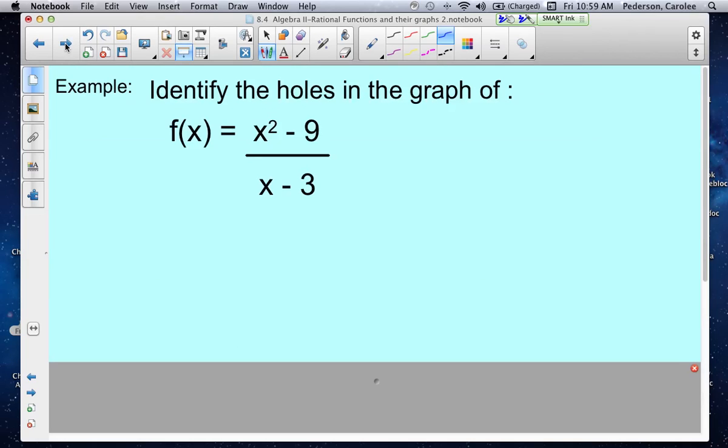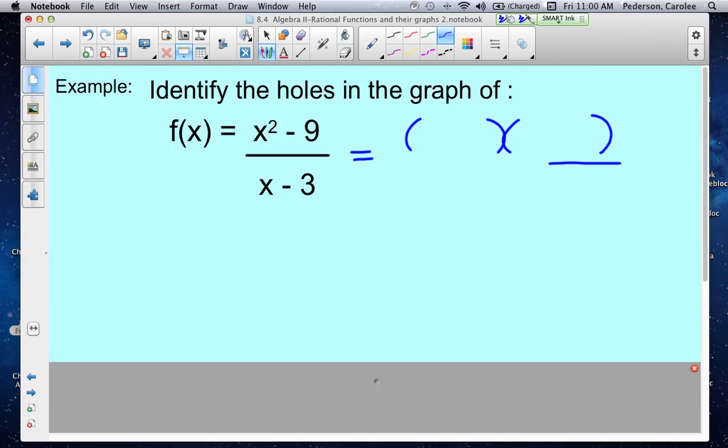All right, go ahead and write this example down. This is our last piece of the 4 things that we're going to find in a rational function. We've already focused on how to find the domain of the function, the vertical asymptote, and the horizontal asymptote. The last thing is to identify the hole in the graph. So what you do is you factor the numerator and the denominator.